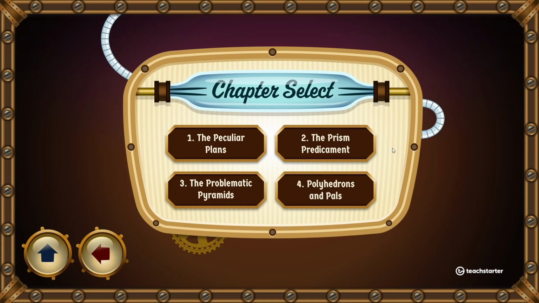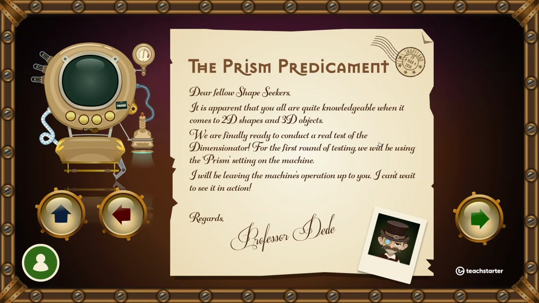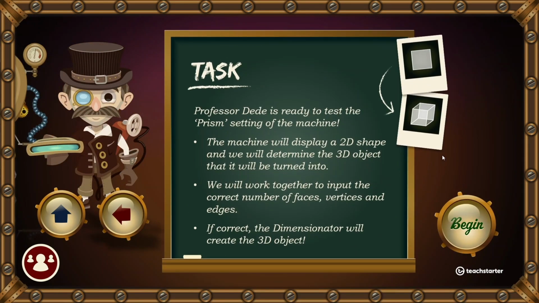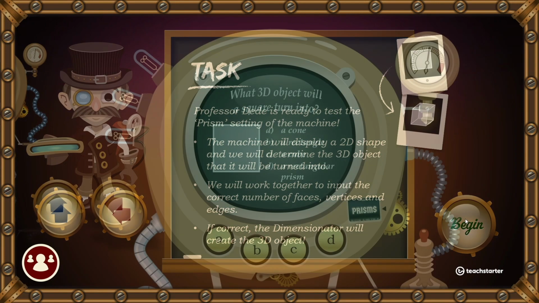Now we come to the new day, new lesson, and we get to the prism predicament. So the professor is ready to test the prisms section of the machine, and we need to prove that we know what shapes will turn into what type of object. So basically this turns into a little bit of a quiz incorporated with the building a town resource as well. So the students will do part of the quiz, and then when they answer correctly, they'll get some progress on their map that they can physically draw on.